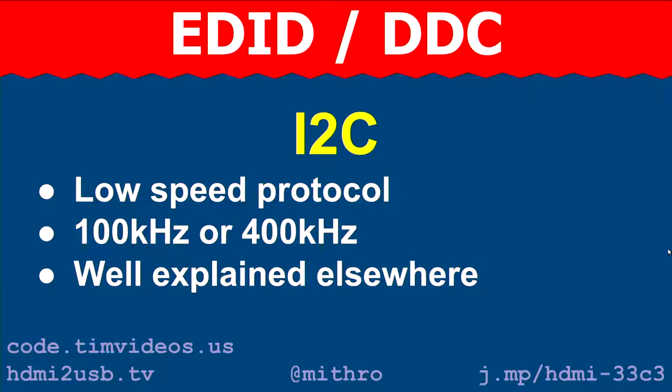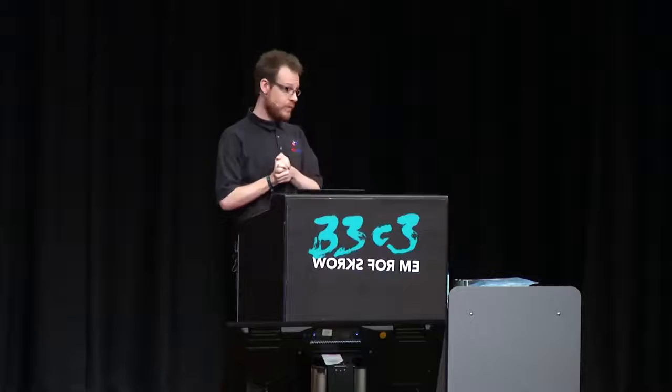It uses I2C. I2C is a low-speed protocol that runs at either 100 kilohertz or 400 kilohertz. Technically, EDID is not I2C, but it is. It only supports the 100 kilohertz version, though in theory, everything on this planet can be read at 400 kilohertz. It's also very well explained elsewhere, so I'm not going to explain in detail what I2C is or does or how to implement it.